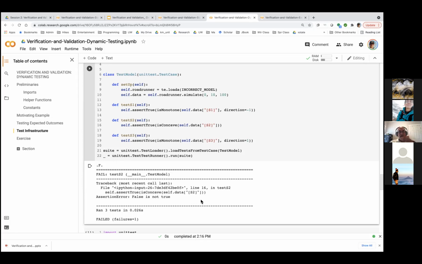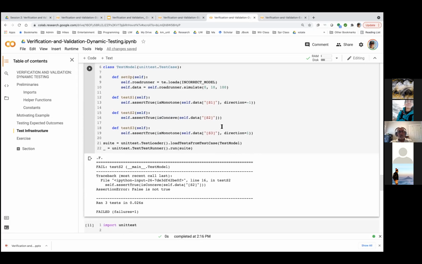So it says it failed on line 16 in test S2. So line 16, here we are in test S2, this is where it failed. And it said false is not true. So this returned false. And the reason why it returned false is this is the model where we had the incorrect kinetics and we do not have S2 remain 0 throughout. And since we had our is concave test here, we discovered that S2 did not behave according to our expectations.